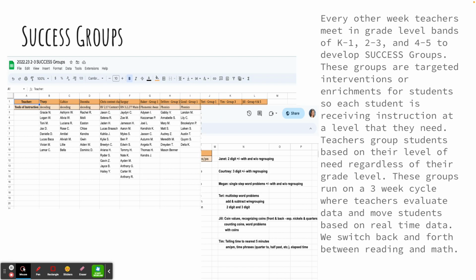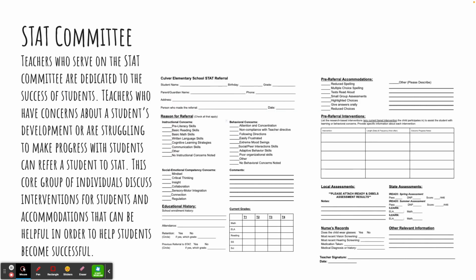Every other week, teachers meet in grade level bands of K, 1, 2, and 3, 4, 5 to develop success groups. These groups are targeted interventions or enrichments for students, so each student is receiving instruction at a level that they need. Teachers group students based on their level of need, regardless of their grade level. These groups run on a 2-week cycle where teachers evaluate data and move students based on real-time data. We switch back and forth between reading and math on this cycle.